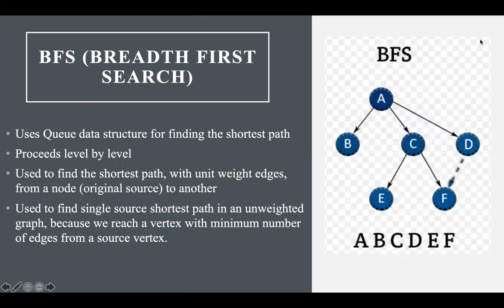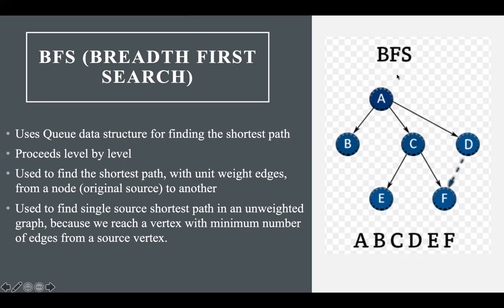Let's talk more about BFS search. BFS search uses the queue data structure to find the shortest path. It proceeds level by level. It is also used to find the shortest path with unit weight edges from one node to another. So let's see the example here.